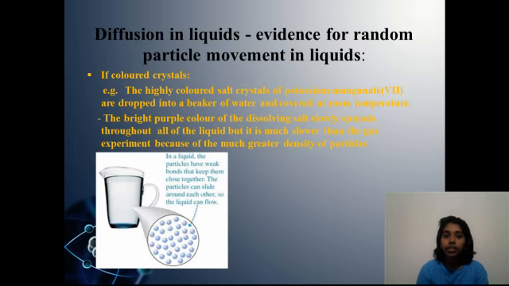Diffusion in liquid. For example, colored crystals. Highly colored salt crystals, potassium manganate, are dropped into a beaker of water. The bright purple color of the dissolving salt slowly spreads throughout all of the liquid, but it's much slower than in a gas because of the greater density of particles.